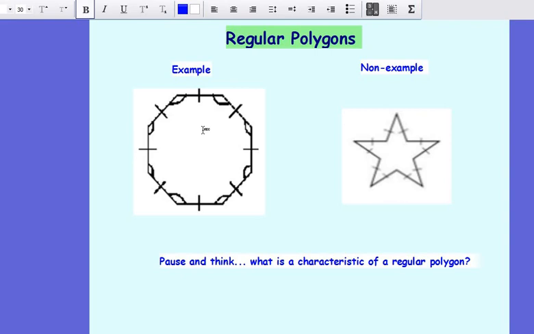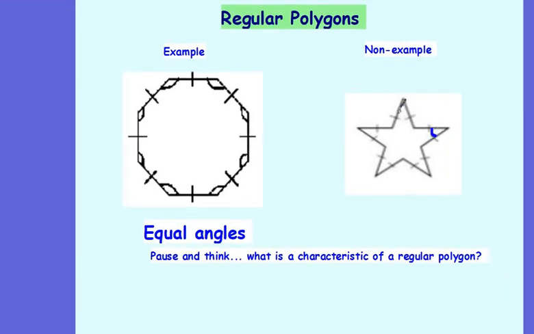So how about now? This one here's got equal sides, this one here's got equal sides. Are the angles equal? What's a characteristic of a regular polygon? Rosie, what do you reckon? Again, equal angles, perfect. The one on the left, the octagon's got equal angles and equal sides. The star has got some equal angles. This one's equal, this one's equal, this one's equal, this one's equal, and this one's equal. But it's got some other angles which aren't equal. Here they are. So that's not a regular polygon.